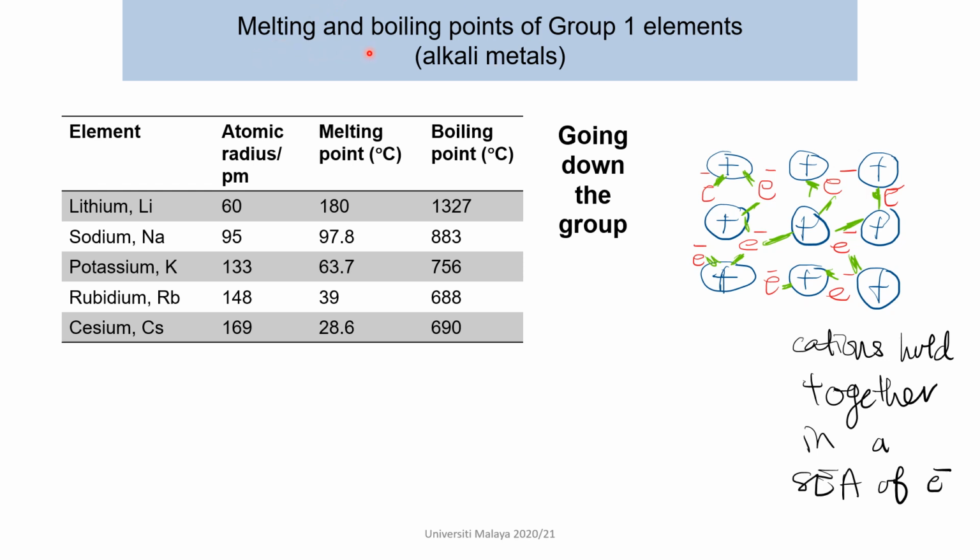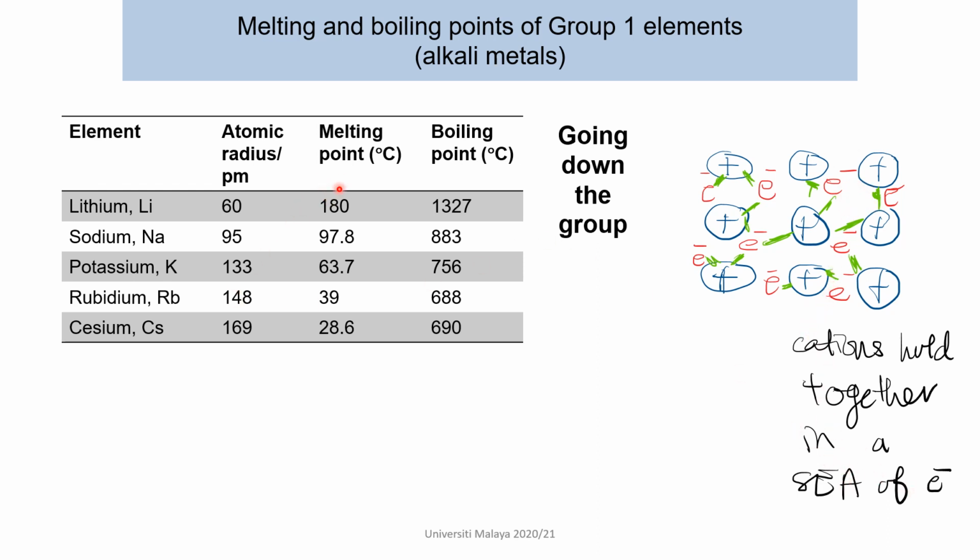Let's discuss the melting and boiling points of group 1 elements, the alkali metals. Going down the group, as you can see from lithium to cesium, the melting point decreases, and so does the boiling point. To understand why this trend happens, you have to consider the metal structure, or the bond that makes up the metal structure. Metals have a metallic bond, which consists of positive ions, or cations, held together with a sea of electrons.